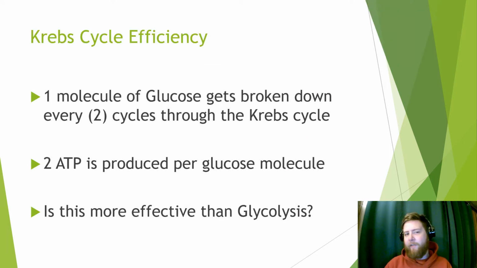So the efficiency of the Krebs cycle: like we said, 1 glucose gets broken down every 2 cycles. So when we do 2 cycles of the Krebs cycle, we get 2 ATP produced per glucose molecule. And the question is, is that more effective? The answer, of course, is not yet, because we got 2 from glycolysis and we got 2 from the Krebs cycle. We're still missing 34 ATP somewhere.